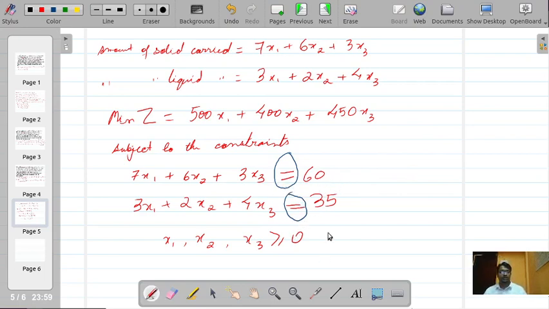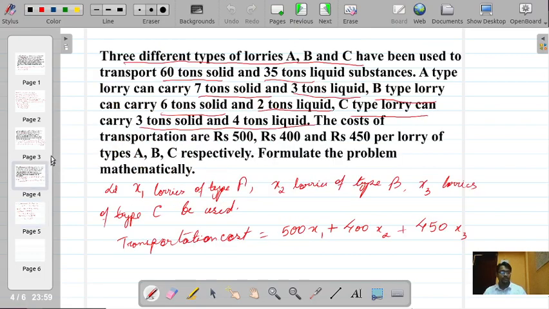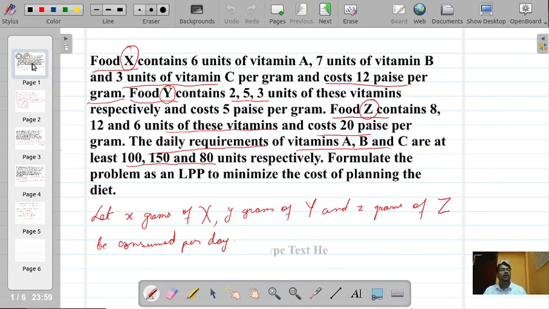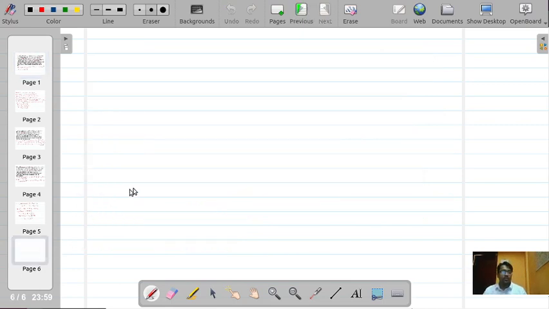Okay, so this was about formulation. So I hope you can do this formulation part, right? Next, one important thing which I wanted to discuss was about graphical solution. Before discussing graphical solution, I want all of you to understand how to plot straight lines.